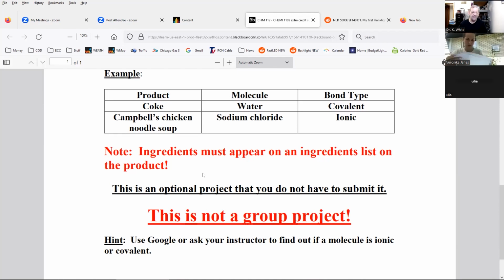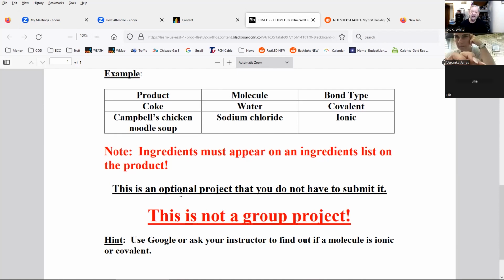Now, this is important. Ingredients must appear on an ingredients list in a product. You can't say, oh, I have a banana, it has this chemical. I can tell you some of the chemicals in a banana, but I've never seen an ingredient list on a banana. You find one, show me. I'd be surprised. Doesn't exist.